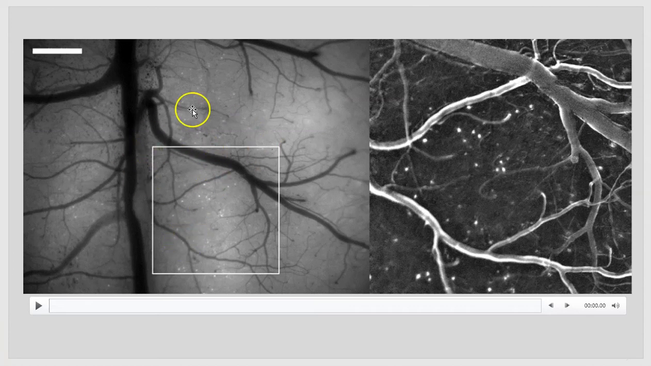Here we see the similar scene on the left here, but now we're going to magnify the box over here, which will be shown on the right. And again, you'll notice flashing lights. Those are neurons that have been genetically engineered to emit light when they generate electrical signals. The big tubes here are blood vessels. In fact, you might even see some blood cells moving through the blood vessels.